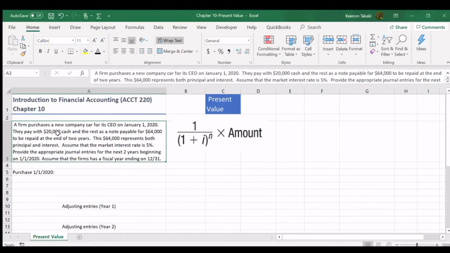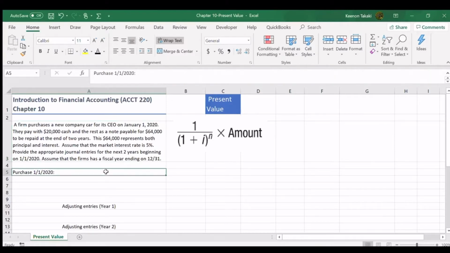1st, 2020. They pay $20,000 cash and the rest as a note payable for $64,000 to be repaid at the end of 2 years. This $64,000 represents both principal and interest. Assume that the market interest rate is 5%. Provide the appropriate journal entries for the next 2 years beginning on January 1st, 2020. And assume that the firm has a fiscal year ending on December 31st.